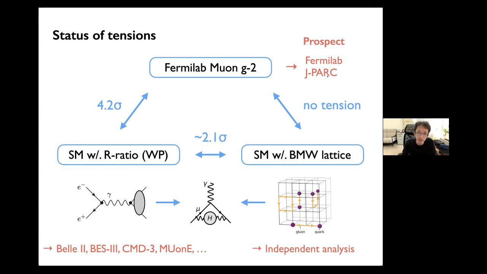And the red characters are the future prospects. The Fermilab experiment is ongoing, and J-PARC is not yet running, and the construction is ongoing. As for the R ratio data, the data will be checked by the Belle 2, BESIII and CMD-3 experiments. And as for the lattice result, there are independent analyses ongoing, so we can check. So anyway, in the near future, we can check these tensions. So this is the status.